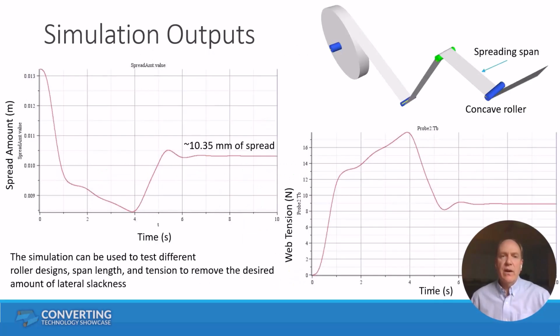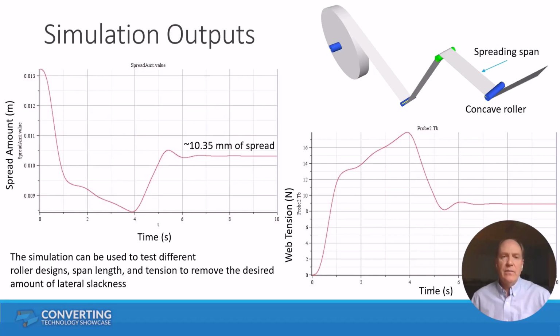And this is what it looks like in terms of the output. You had a basic unwind, 2 idlers, and a concave roller. And we're interested in predicting the amount of spreading. This plot on the left is the amount of spreading. You see it's not uniform. And that's because the basic equation showed that tension of the web affects how much spreading you get. So if we have tension dynamics, then that's captured in the simulation.